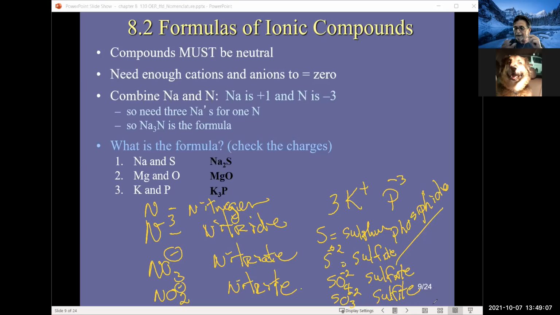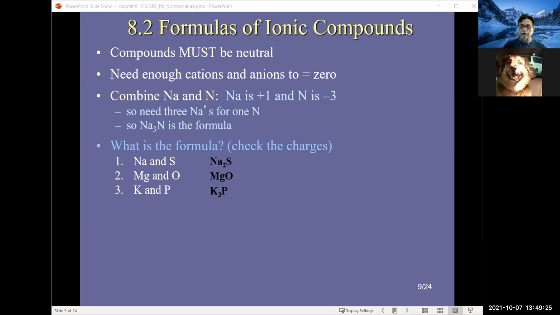So the naming is very important. Okay, because this is called nomenclature, naming of compounds, and you could be given the name, and you've got to work backwards to figure out the formula. Right now, we're just figuring out the formulas, and I'm throwing in the names to give you a little head start here. All right, next one.